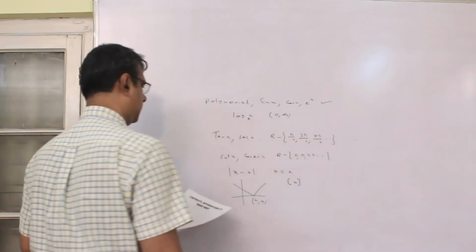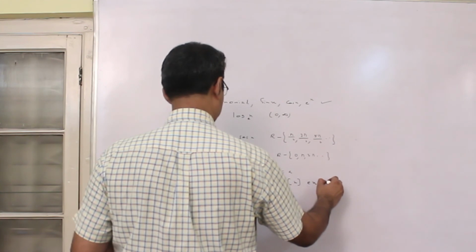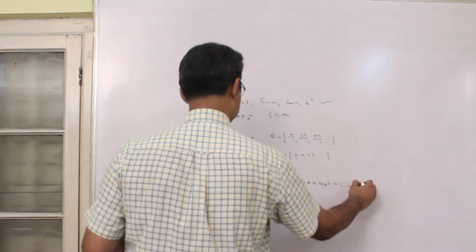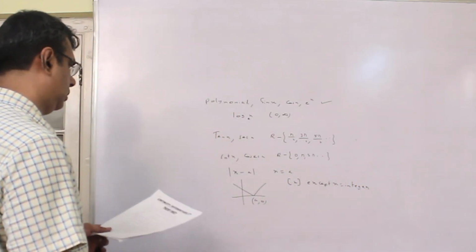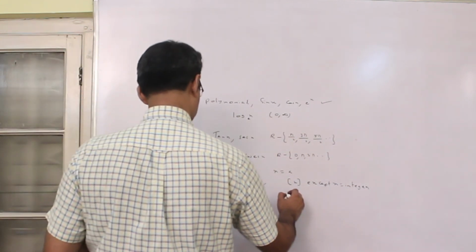Greatest integer function is continuous and differentiable everywhere except integer values of x. Whenever x has an integer value, then it is discontinuous and non-differentiable.